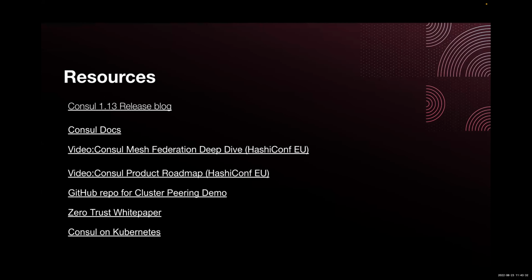These are some of the resources that David and Van talked about. There's a 1.13 release blog, and Consul docs are available for you. We'll share these links afterwards. There are a couple of really good videos from HashiCorp EU about mesh federation and cluster peering specifically. We also have that GitHub repo that Wayne was showing earlier. If you want to research more on zero trust, there's a white paper available. And if you're running Consul on Kubernetes, there's a really good site at the end where you can find use cases, resources, and tutorials.